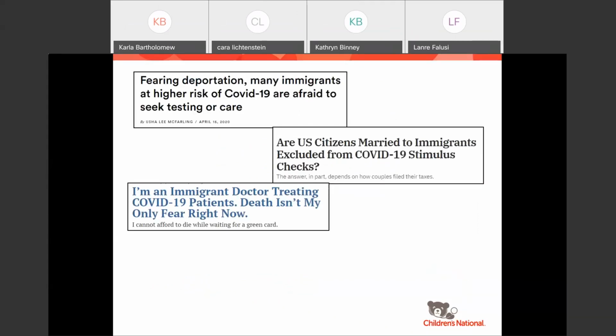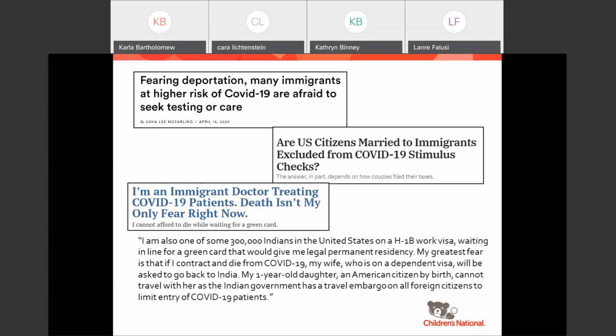And I just wanted to read this quote from that last article that really struck me. This is a physician who is originally from India, so he's an immigrant physician treating patients who have COVID-19. And he says, "I'm also one of the 300,000 Indians in the United States on an H-1B work visa, waiting in line for a green card that would give me legal permanent residency. My greatest fear is that if I contract and die from COVID-19, my wife, who's on a dependent visa, will be asked to go back to India. My 1-year-old daughter, an American citizen by birth, cannot travel with her, as the Indian government has a travel embargo on all foreign citizens to limit entry of COVID-19 patients."